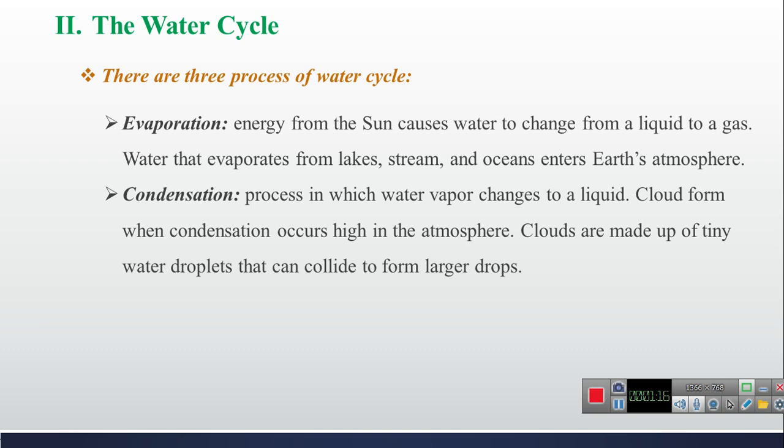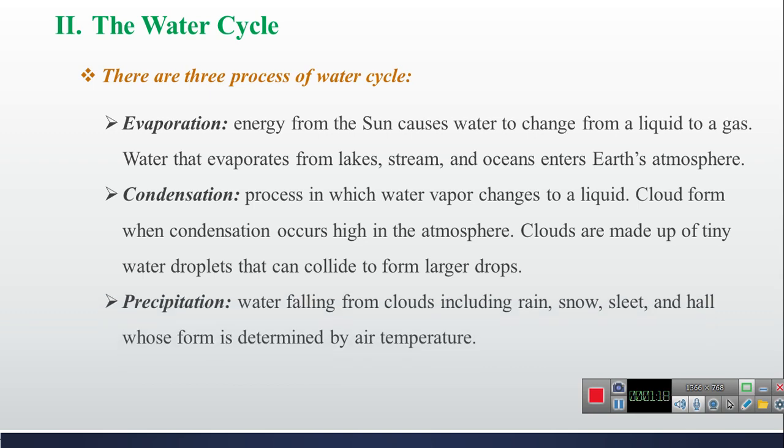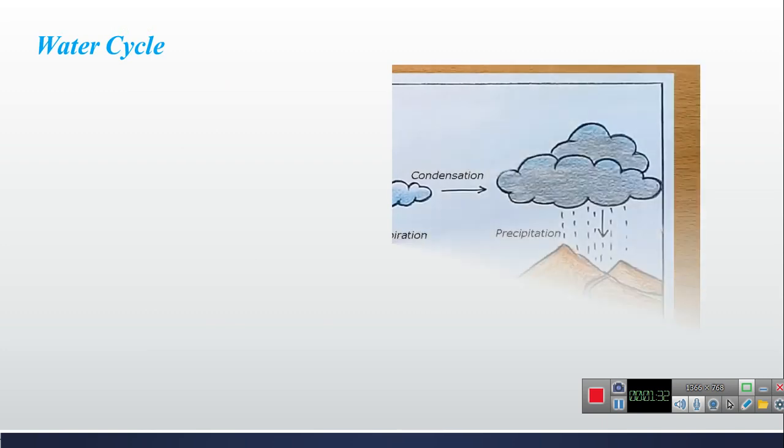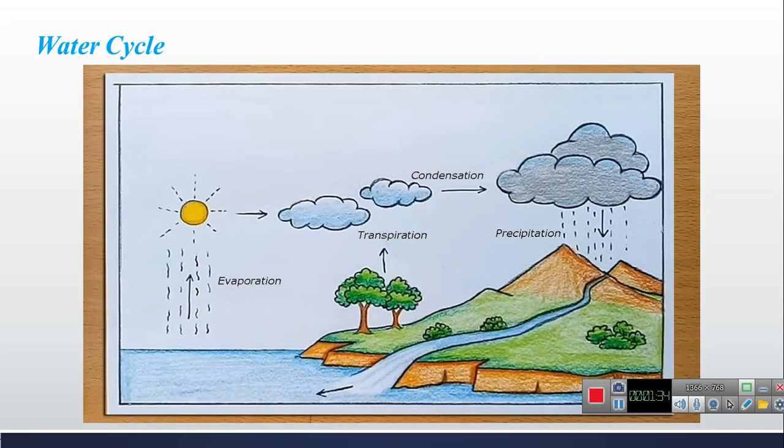The last process is precipitation. Precipitation is water falling from the clouds, including rain, snow, sleet, and hail, whose form is determined by the air temperature. Okay, now let's look at this picture.